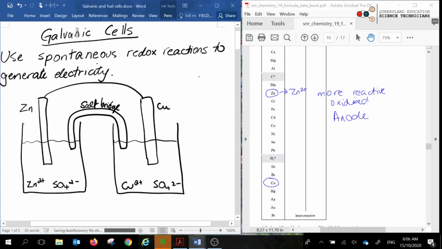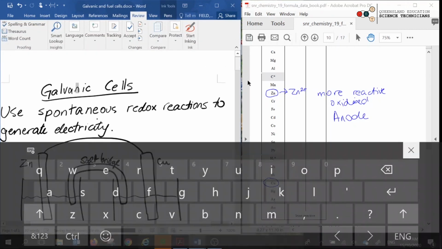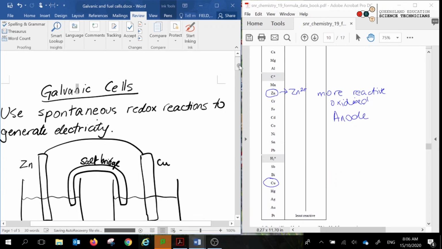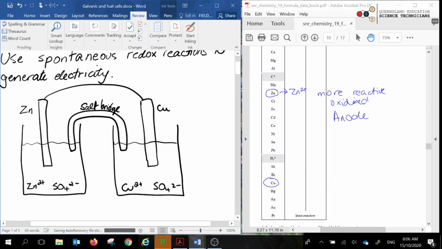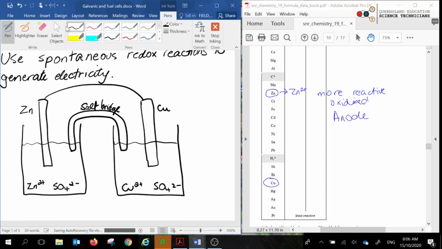If I go back to my diagram, I can then label these. This will be the cathode. My copper is going to become the cathode, and my zinc is going to become the anode. The electrons always flow from the anode to the cathode.